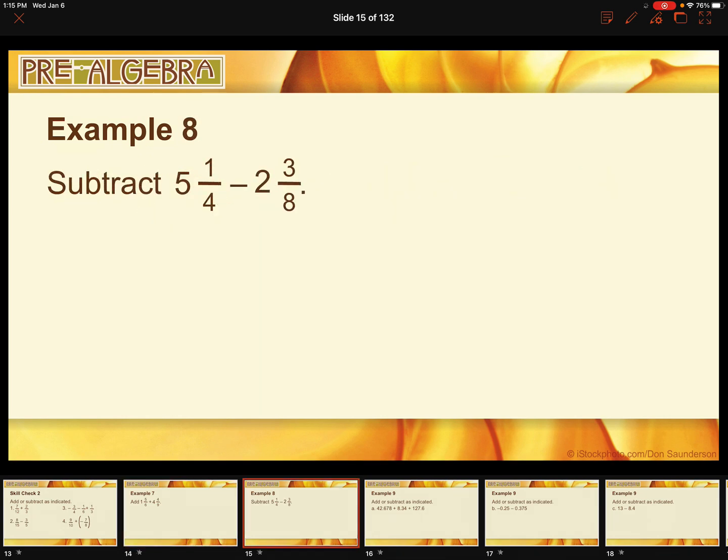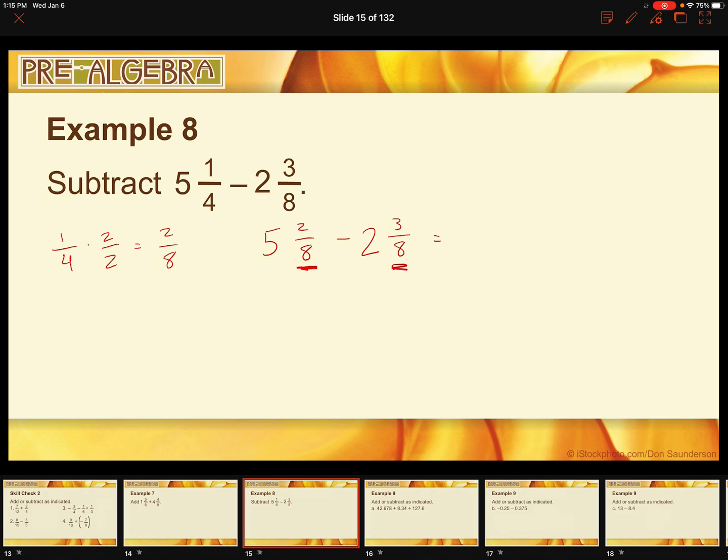Let's look at this one. Maybe this time I only want to change the fractions and I don't want to change them to improper fractions. That's fine too. So it looks like my common denominator is going to be 8. I'll multiply this one by 2 over 2 to get 2 over 8. Rewriting my problem, I would have 5 and 2/8 minus 2 and 3/8. So I notice that I have 2/8 here and 3/8 here. That's going to give me a negative.